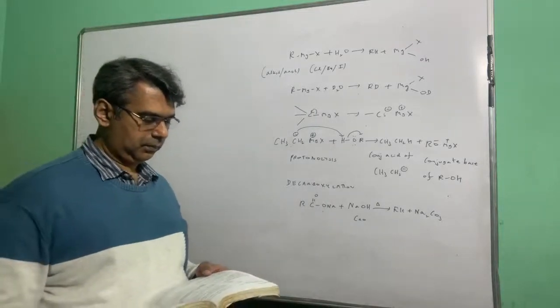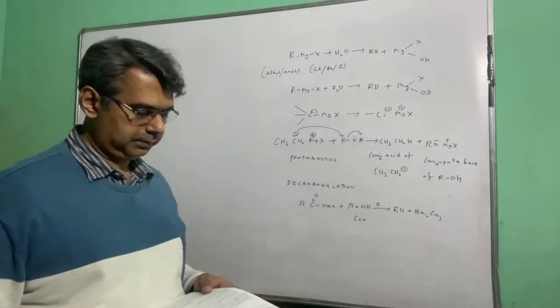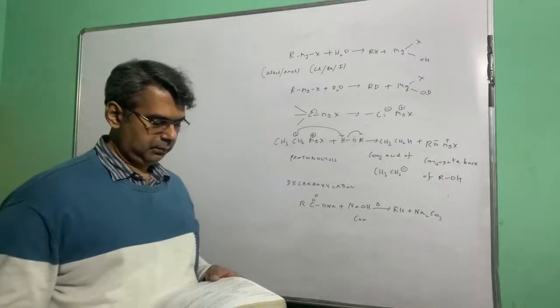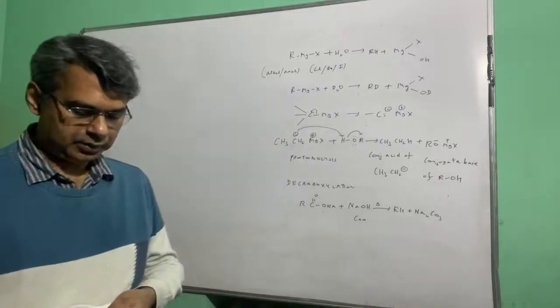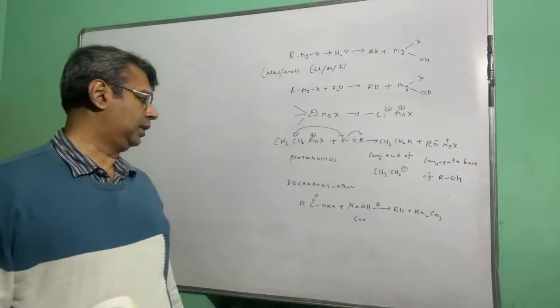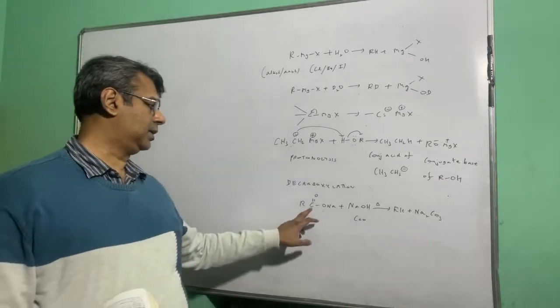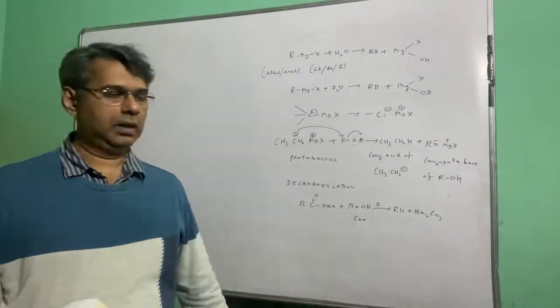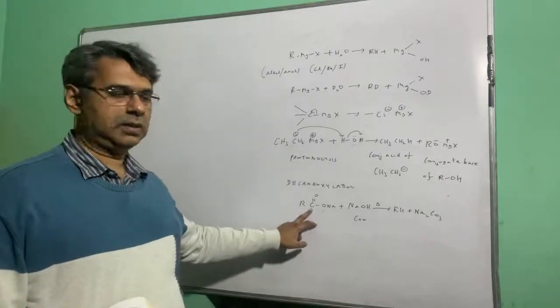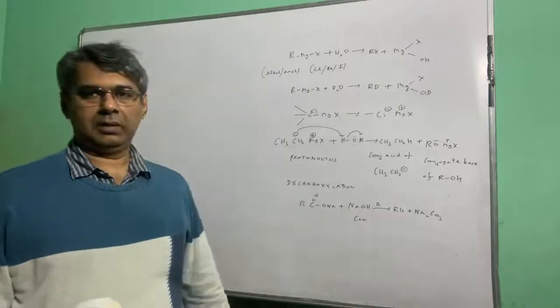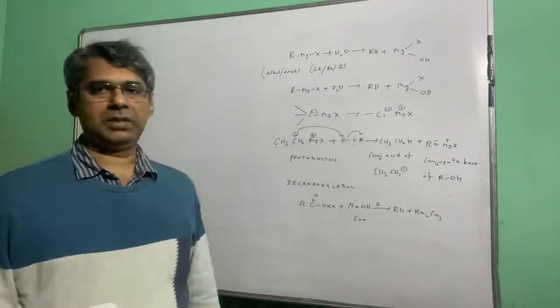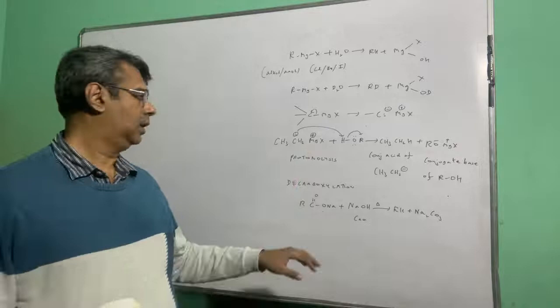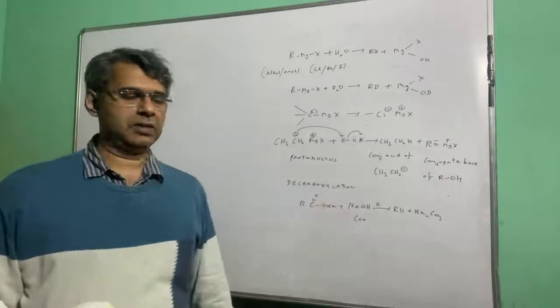Now decarboxylation actually is a reaction in which the original acid has got a carbon which the answer alkane doesn't have. So the original acid has got a carbon here, but in the answer alkane that carbon is not there. So decarboxylation is kind of a step down reaction. One carbon you are getting less.